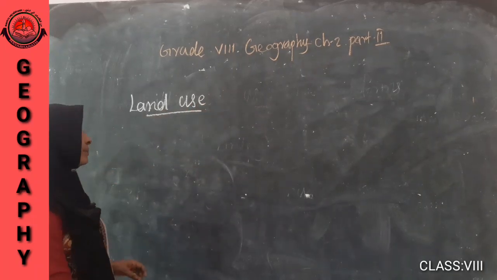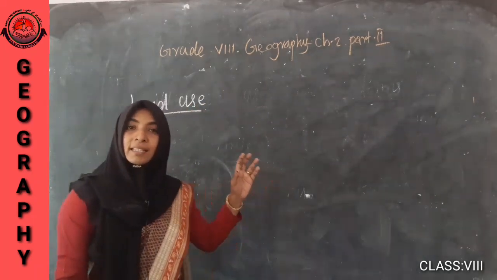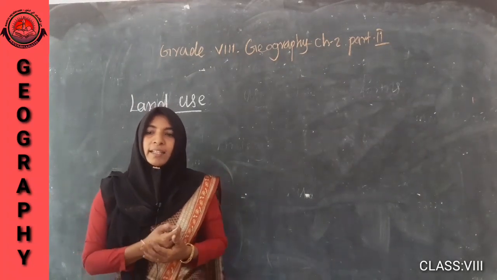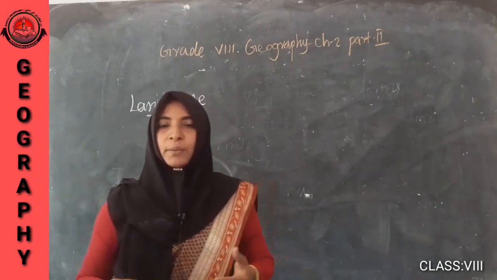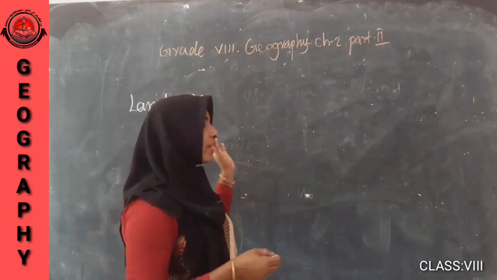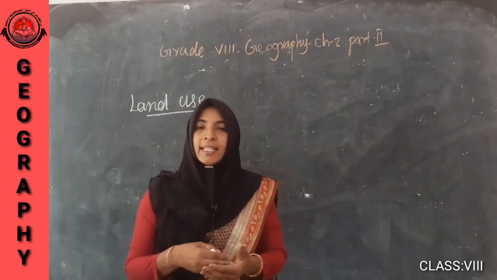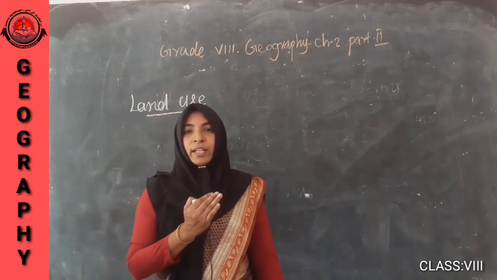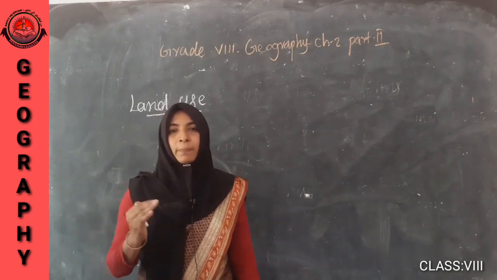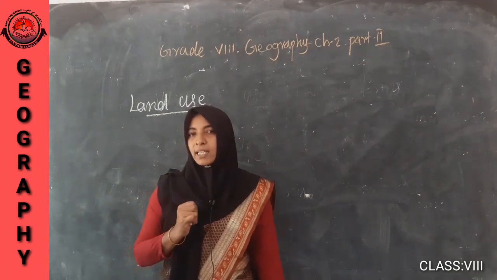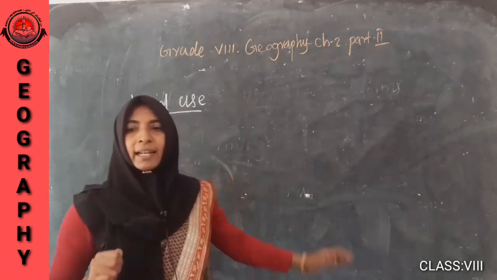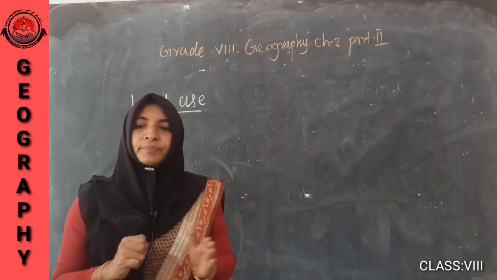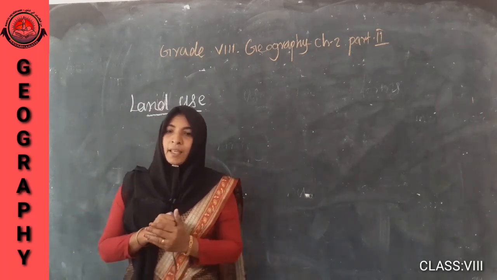Listen. Land use differs from one place to another place. The pattern of land use is changing from one place to another according to the stages of development. According to its stages of development, the land use pattern changes from place to place.